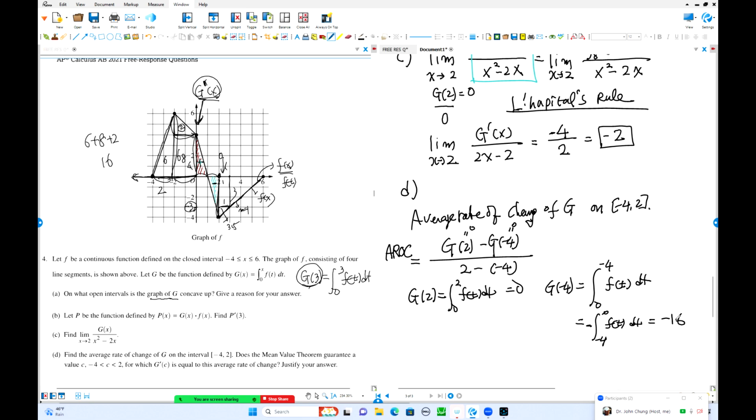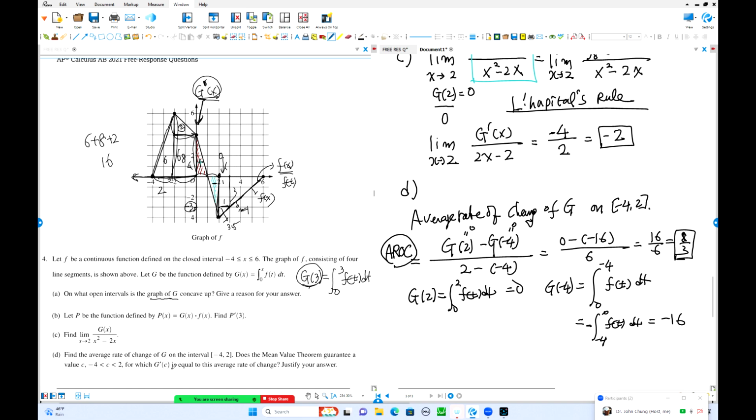So numerator is what? 0 minus negative 16 over 2 minus negative 4, which is 6. So 16 over 6 is what? 8 over 3, right? Okay? All right. That is the average rate of change, okay? We just got it over here. That is the AROC, okay?